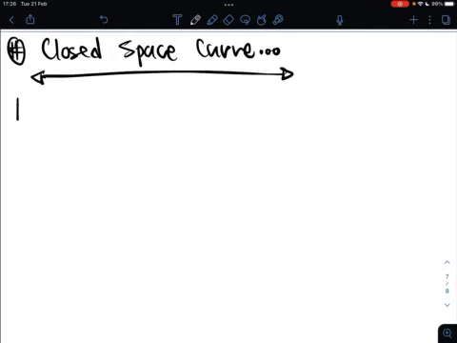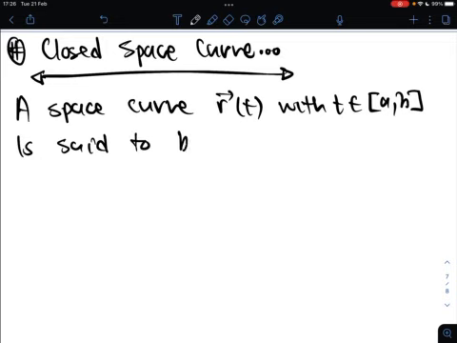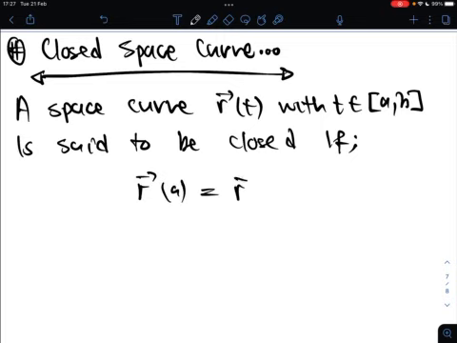So a space curve R of t, with t taking values in the closed interval a to b, is said to be closed if R of a is equal to R of b. You see that? Which means this is a curve in which the starting point coincides with the end point.